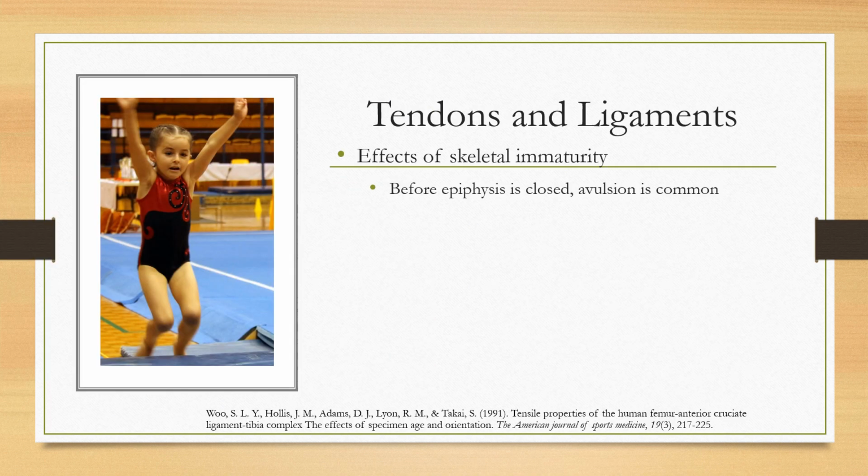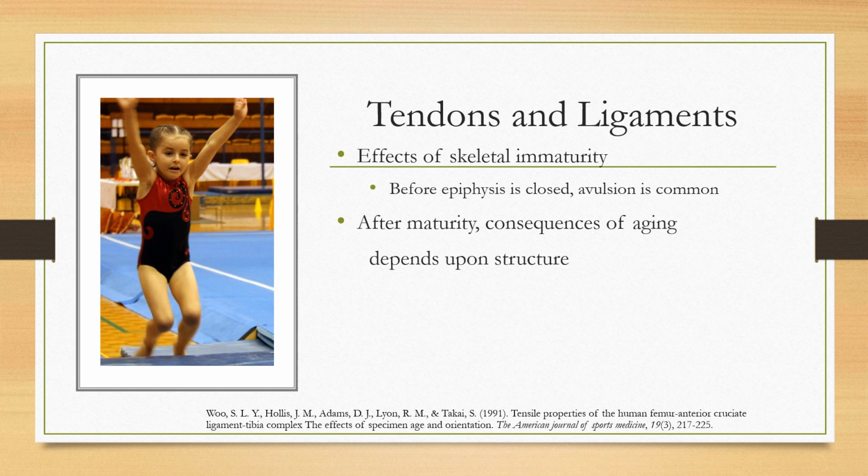Maturity and aging has a significant effect upon the type of injury that an athlete could have. With very young athletes, you frequently see avulsion, that is, tearing of the bony prominence off of the bone, rather than rupture, because the tendons are stronger than the epiphyseal plates. So, for example, with very young athletes, you may see avulsion of the central promontory off of the tibia rather than seeing ACL rupture. After maturity, aging has consequences to different structures.